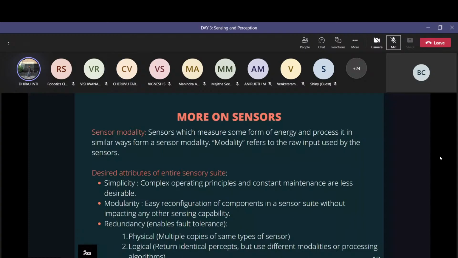Guys, are you able to understand what modality is? Which part of the sensor will define this sensor modality? Can you guess? We saw this term on some previous slide. Just try to recall it.